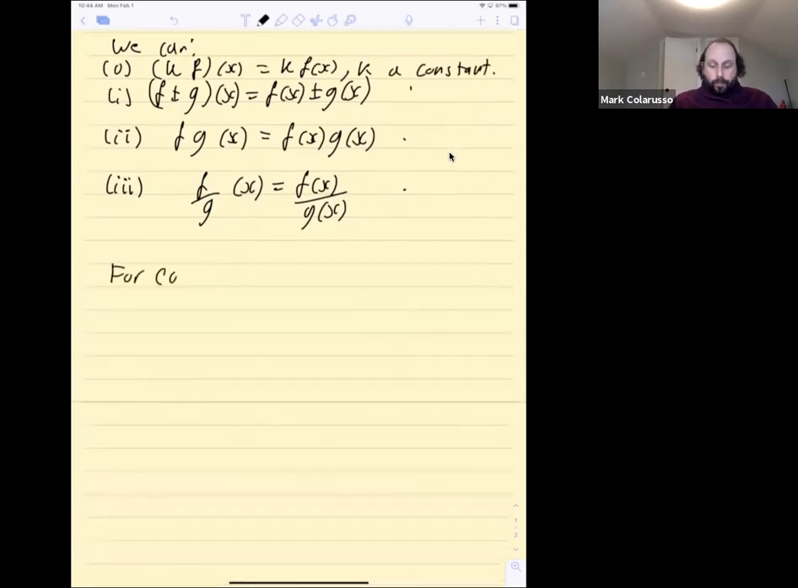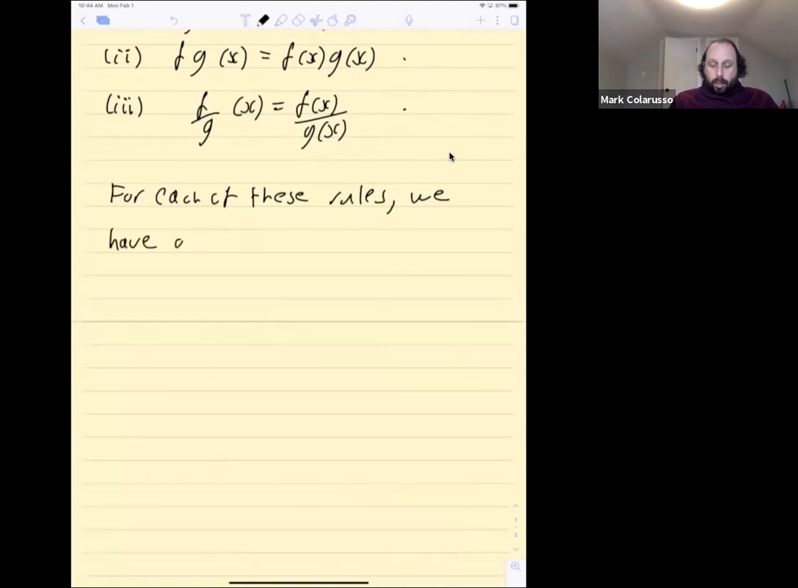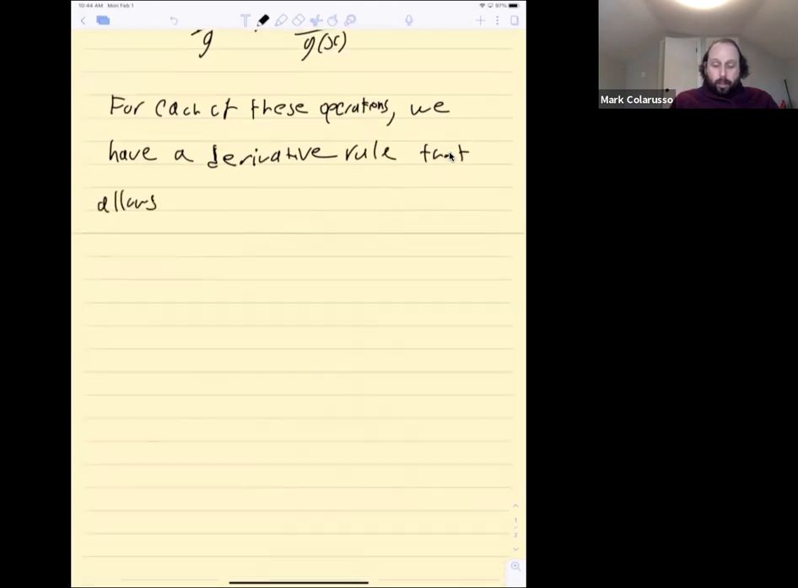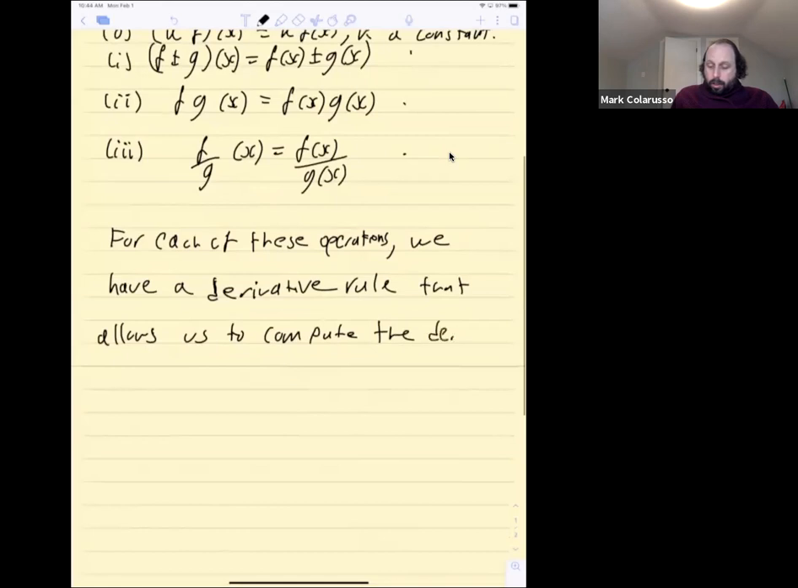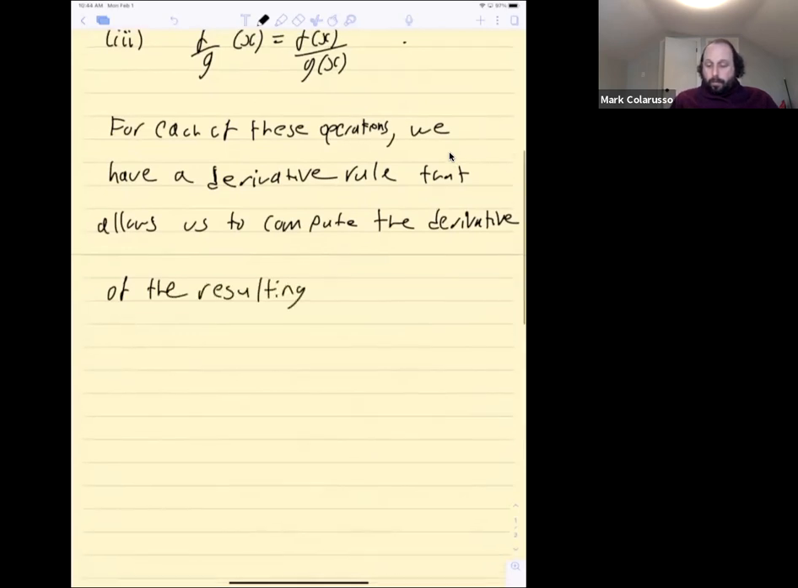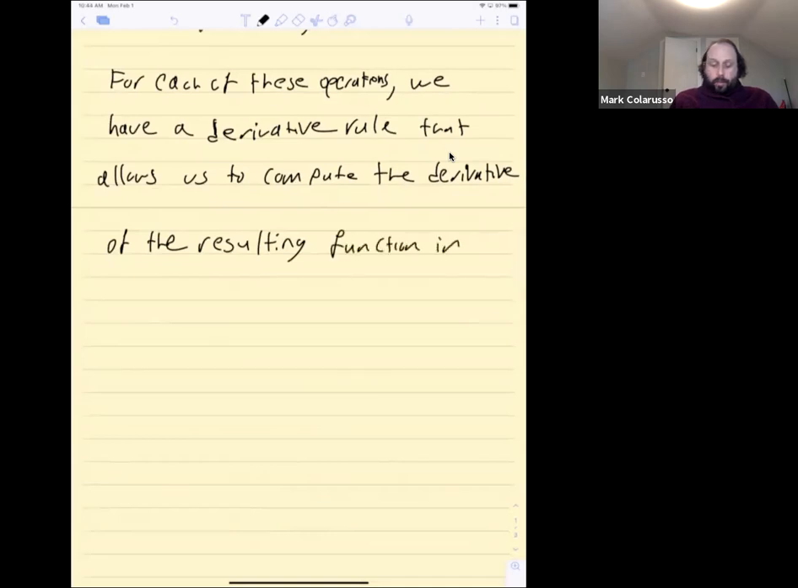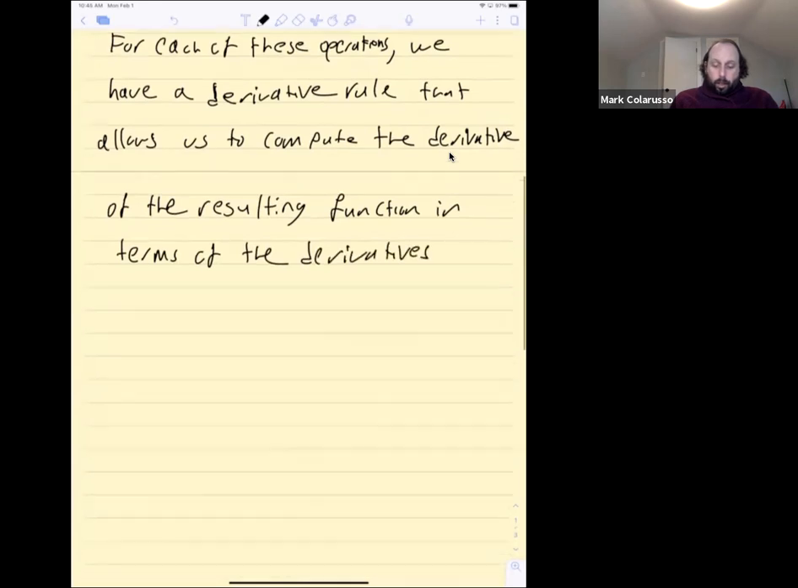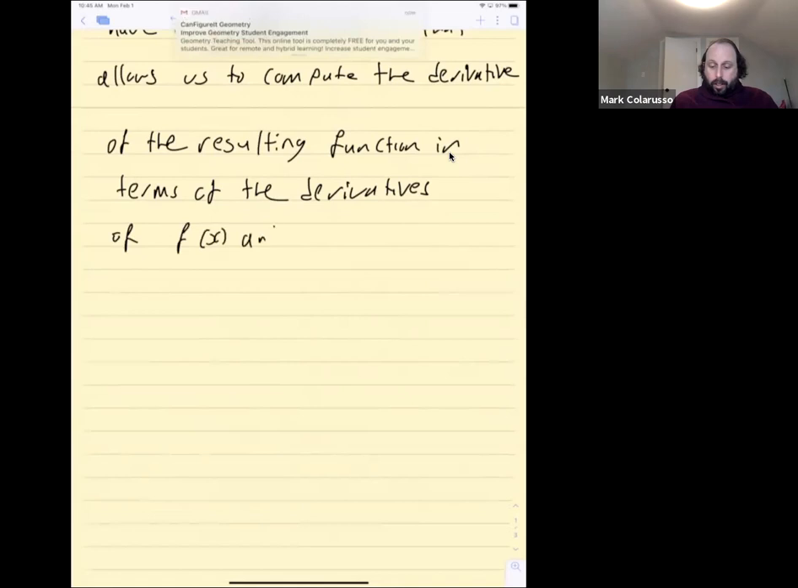So for each of these operations, we have a derivative rule that allows us to compute the derivative of the resulting function in terms of the derivatives of the pieces, f at x and g at x.